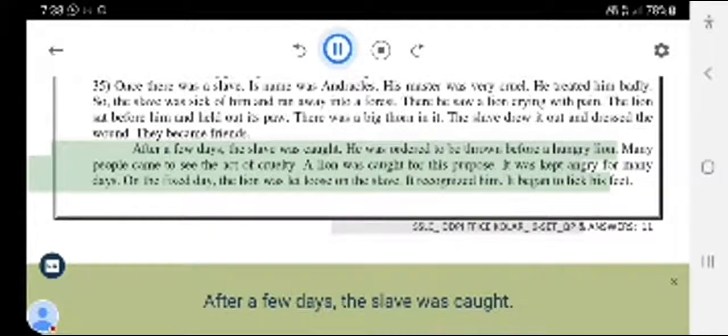Many people came to see the act of cruelty. A lion was caught for this purpose. It was kept angry for many days. On the fixed day, the lion was let loose on the slave. It recognized him. It began to lick his feet.